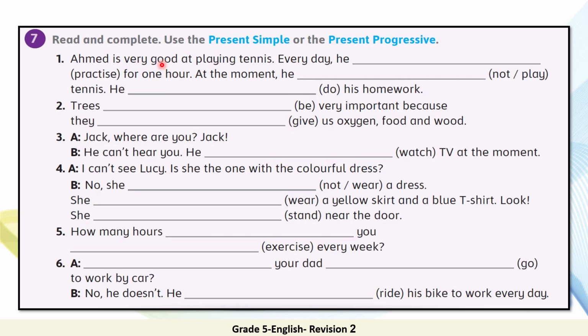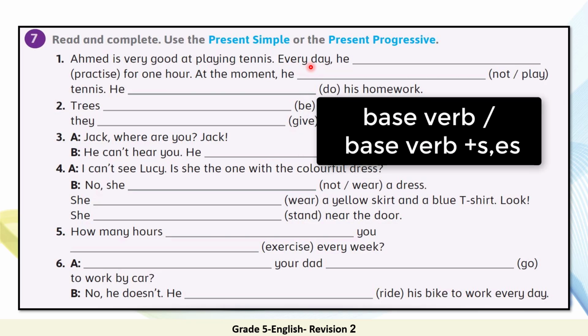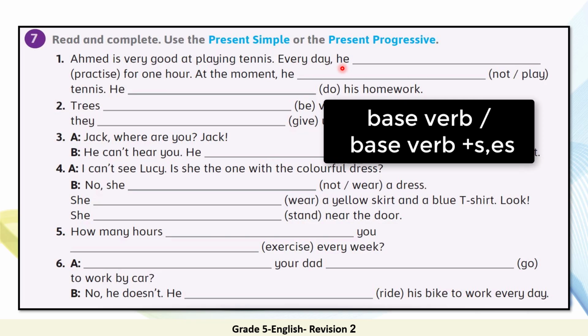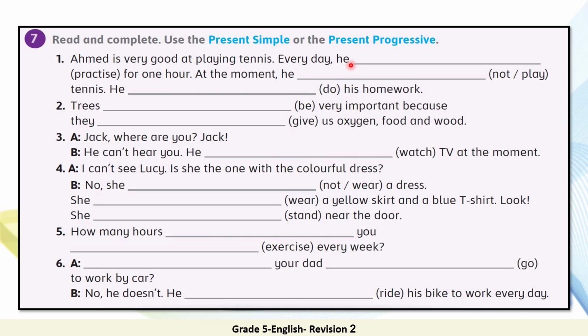Ahmed is very good at playing tennis. Every day he blank practice. We need to use practice here for 1 hour. In what tense should we put the verb practice? Let's look for a keyword. Excellent. Here it is. Every day, which refers to the present simple. So we're going to use the base verb or we add s. Let's look at the subject. He. And you know, we add s to the verb with he. So the answer is practices.